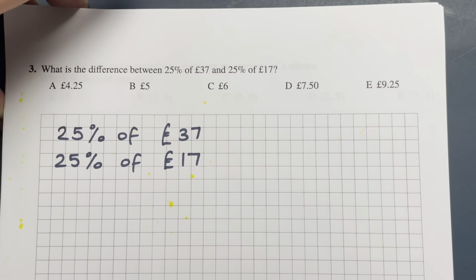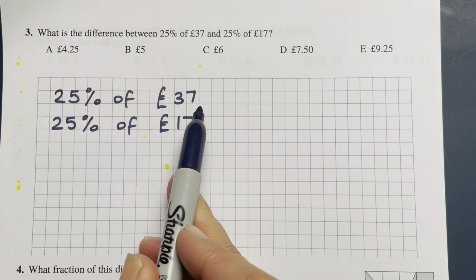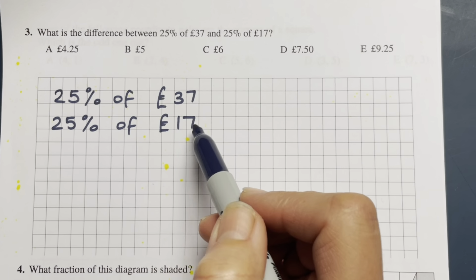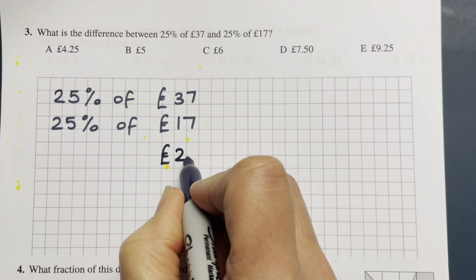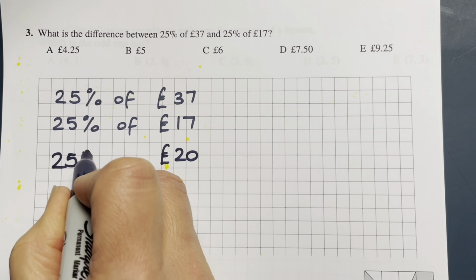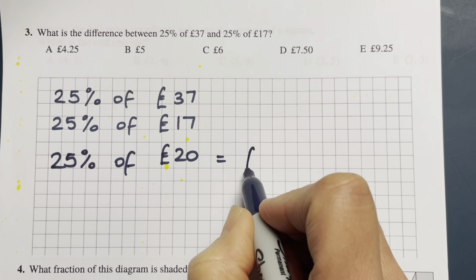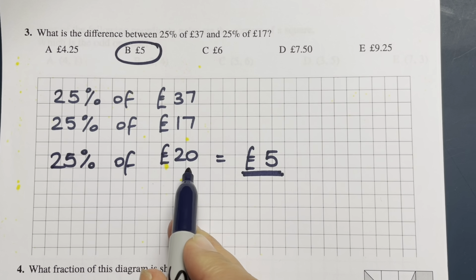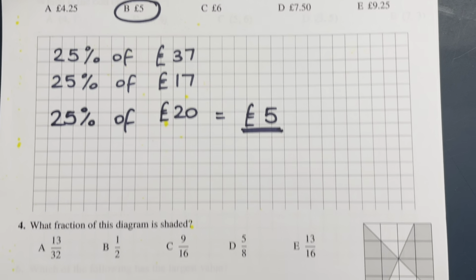Question 3. As I say, really helpful to write the question out. First, I've got 25% of £37. I've got 25% of £17. I want to work this out as quickly as possible. I'm trying to find the difference. So the difference between £37 and £17 is £20, and 25% of £20 is going to give me £5. So 25% of 20, or 20 divided by 4, gives me £5. The answer to question 3 is B.